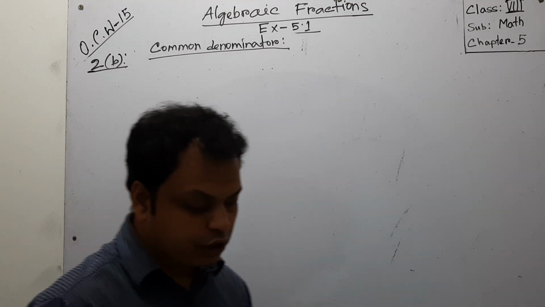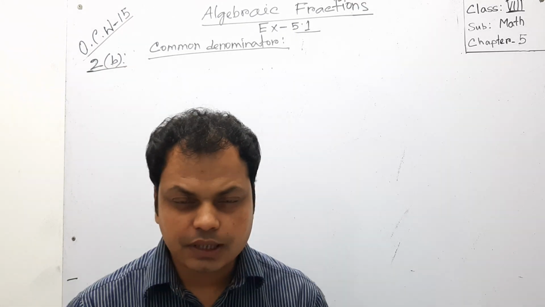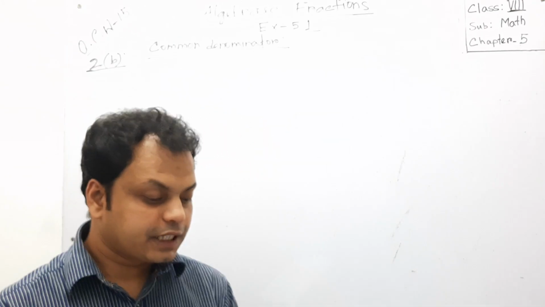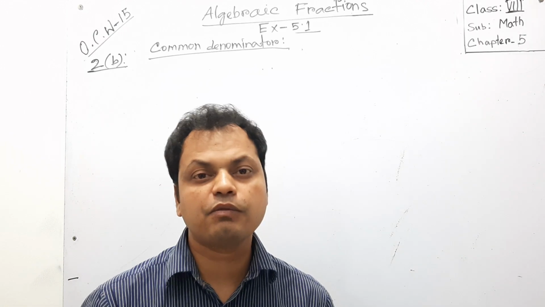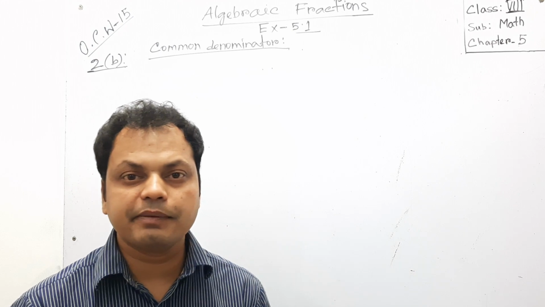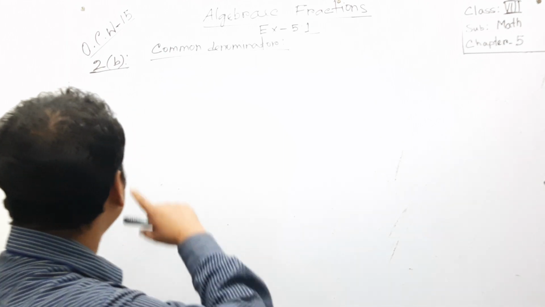In question 2b, there are some fractions. We have to express the fractions in the form of a common denominator. Another name for common denominator is equal denominator. That means all the fractions' denominators will be the same. So we'll solve B.